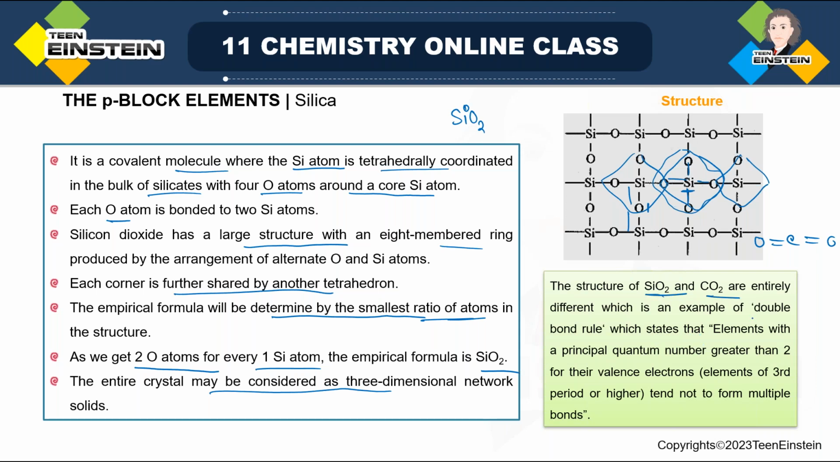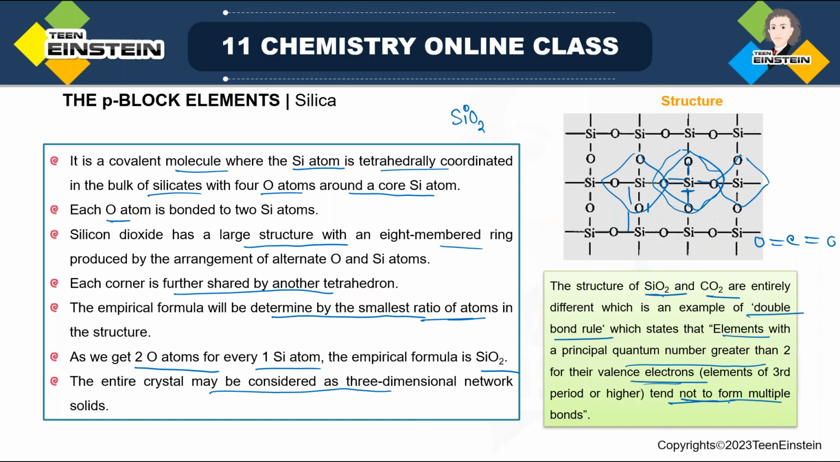Now these two structures are actually an example of the double bond rule. It says that when you have any element with principal quantum number greater than 2, for silicon it is from the third period. So if you consider the valence shell, it is 3s2 3p2. For carbon, it is 2s2 2p2. So for elements with principal quantum number greater than 2, for their valence electrons, that is, for silicon valence electrons 3s2 3p2, total 4 electrons, they tend to form multiple bonds. Okay.